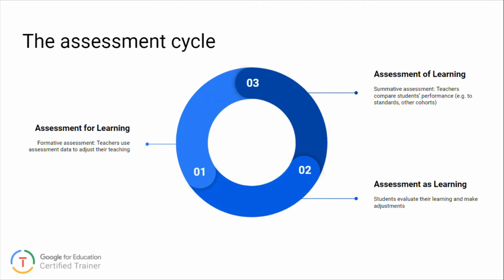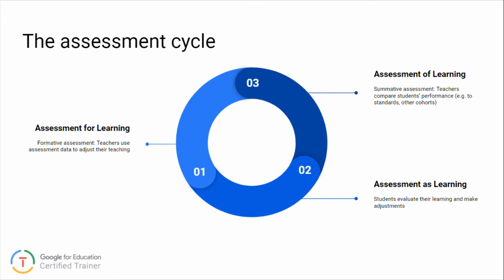cheating, I want to take a look at the assessment cycle real quick, because it will come up later in the slideshow. So the first type of assessment is assessment for learning, and this is also called formative assessment. This type of assessment is used by teachers to gather data about the students and then adjust their teaching accordingly. The second type is assessment as learning, and here the students develop the metacognitive skills to evaluate their own learning and make adjustments themselves. Sometimes this also includes peer assessments.